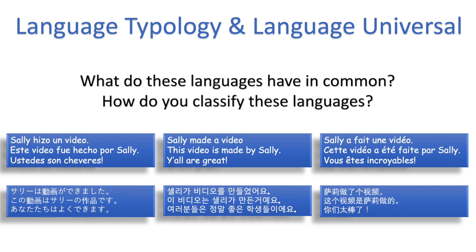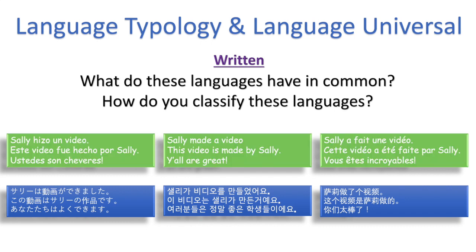A simple observation we may have made is that all these examples you see are in their written forms. We know that each of these languages have their own spoken and written systems. And within their written systems, some of them use the Roman alphabet system and some of them don't. Therefore, we could classify these languages according to what written systems they use. That's one way of classifying them.